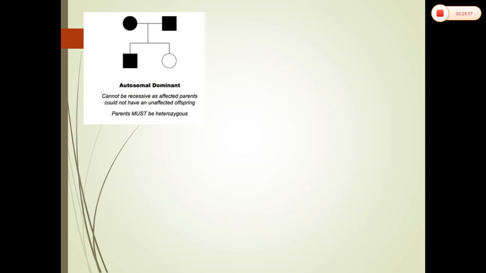Now about the son, we don't know whether he is homozygous or heterozygous because we don't have his progeny. So we have to write both possibilities, homozygous dominant as well as heterozygous. But the daughter has both the recessive alleles, small a, small a. Okay, for example, both the parents are heterozygous. So this is a simple pedigree of an autosomal dominant trait.